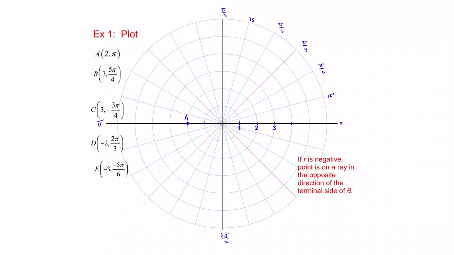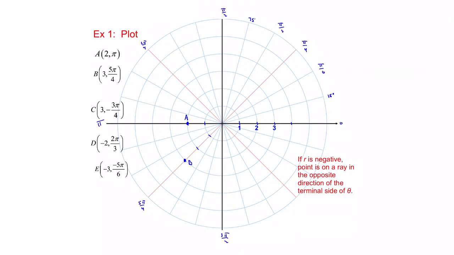Point B is 3 comma 5 pi over 4. So we've got pi over 4. This would be 3 pi over 4. And this would be 5 pi over 4. So 5 pi over 4 from the polar axis to that angle. And then 3 units: 1, 2, 3. So this would represent point B.